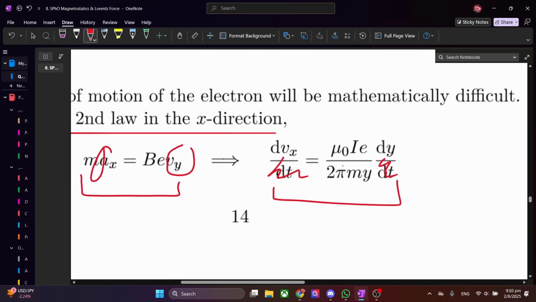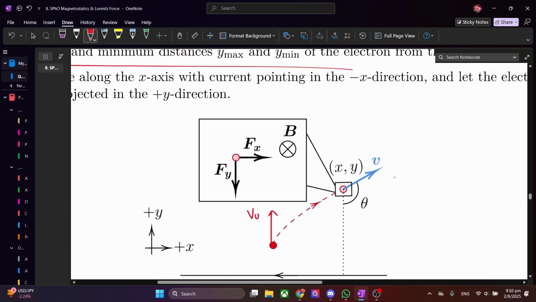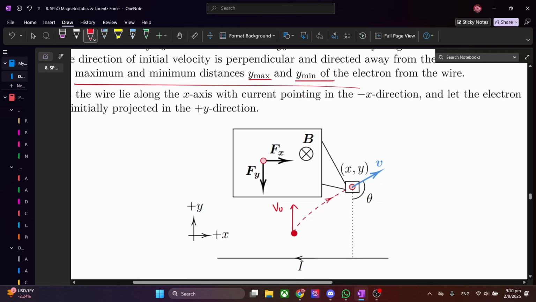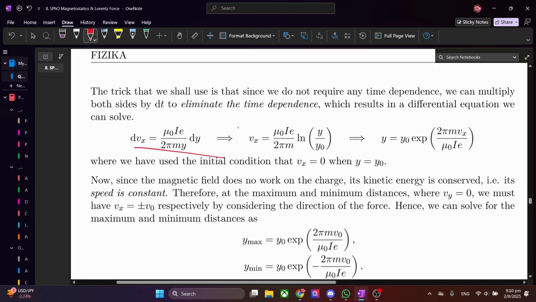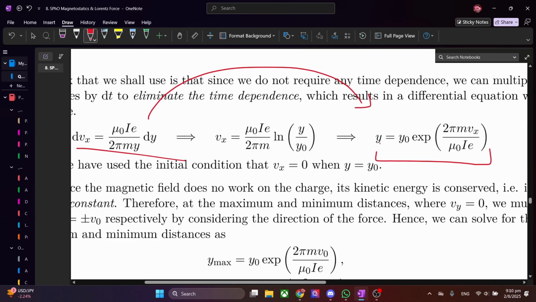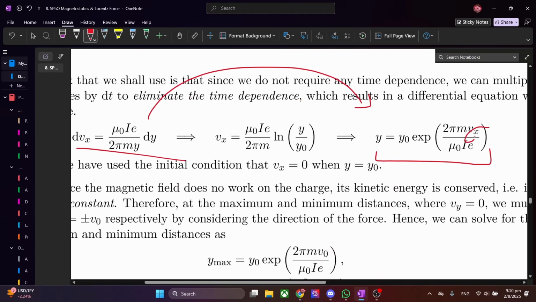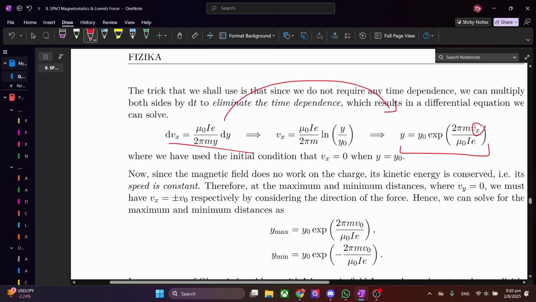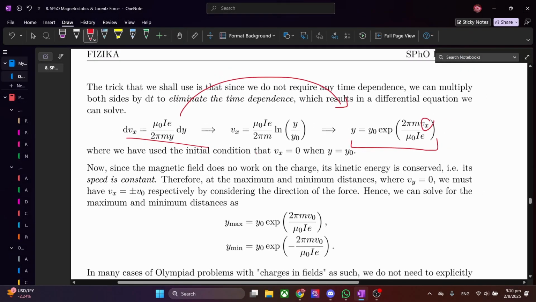And the good thing about this particular equation is that we can determine our vx, as we show later. And this y is what we want to find. We want to find the minimum and maximum distances. So we can get rid of the dt and we can actually get this equation here. We eliminate the time dependence, right? And after a bit of integration, you eventually arrive at this. So you actually get an equation for your y, which is the perpendicular distance to the wire, in terms of its horizontal velocity. So now all that we're left to do is just to determine the horizontal velocity.